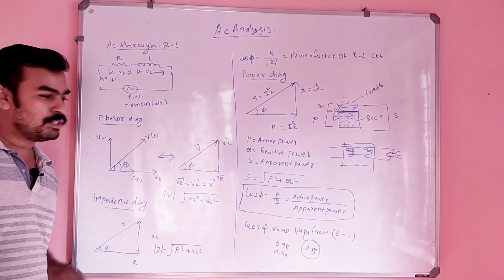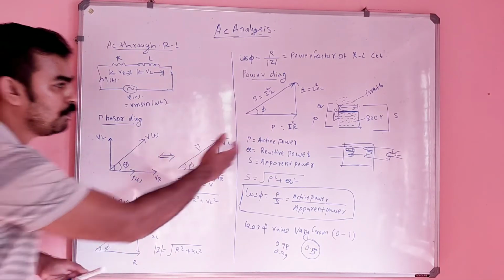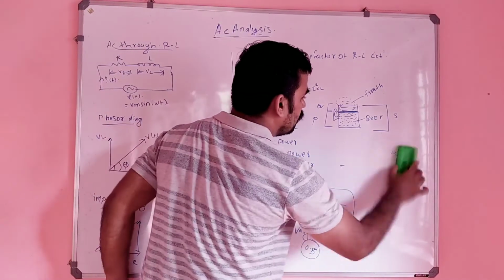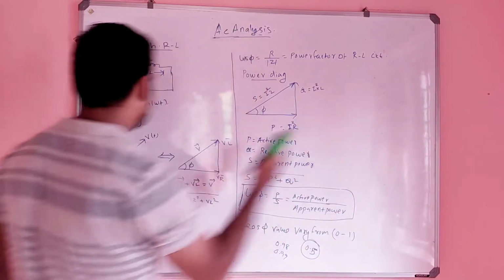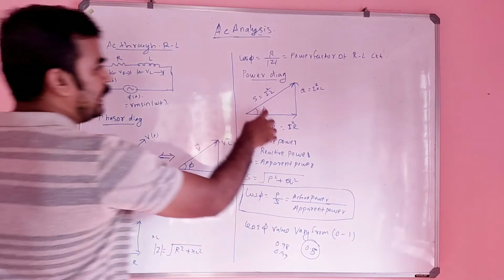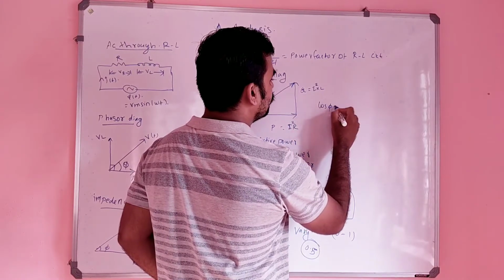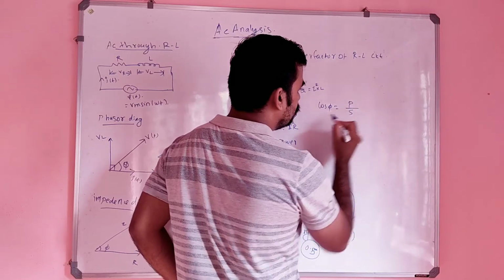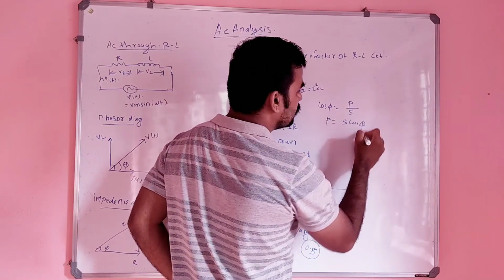Is it clear? So that is the meaning of power factor. There is also some equation for the powers, which we will write now. See, from this diagram, what is cos phi? It is nothing but P by S, or P is nothing but S into cos phi.